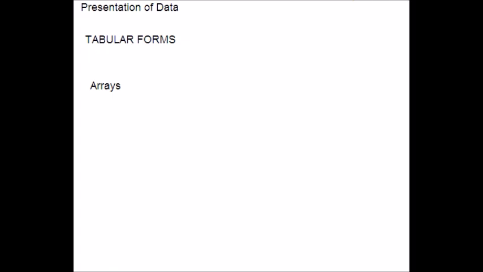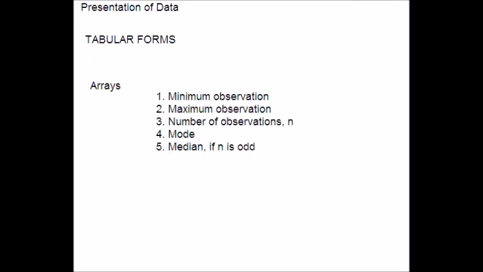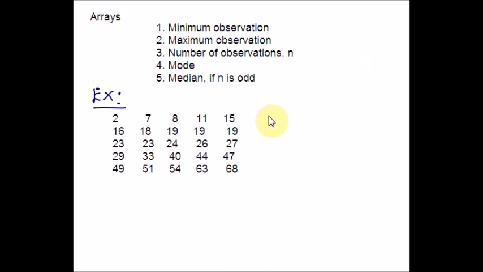Let me say what they are: minimum observation, maximum observation, number of observations. We usually use small n to denote the number of observations. Then mode, and median if n is odd. Let me show you one example. Here is an example. A table of values is given. Here you have to find the minimum value, maximum, number of observations, mode and median.